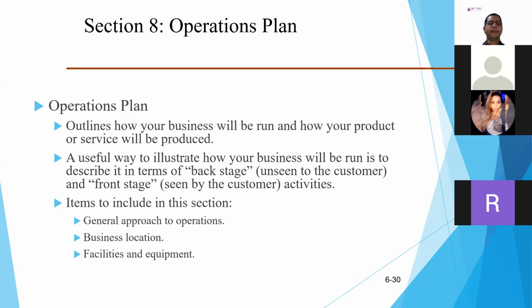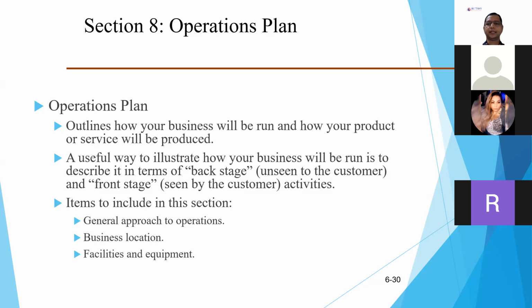Operation plan. In this section, you will outline how your business will be run and how your product or services will be produced in the operation sector. If it is a product, there will be a factory and all, and the operation will go on. Even for your services, how you will manage your staff and how you will provide your services. A very useful way to illustrate how your business will be run is to describe it in terms of backstage. Operation is always in the backstage, unseen by the customers, and the front stage is seen by the customer. So you can divide it into two categories.